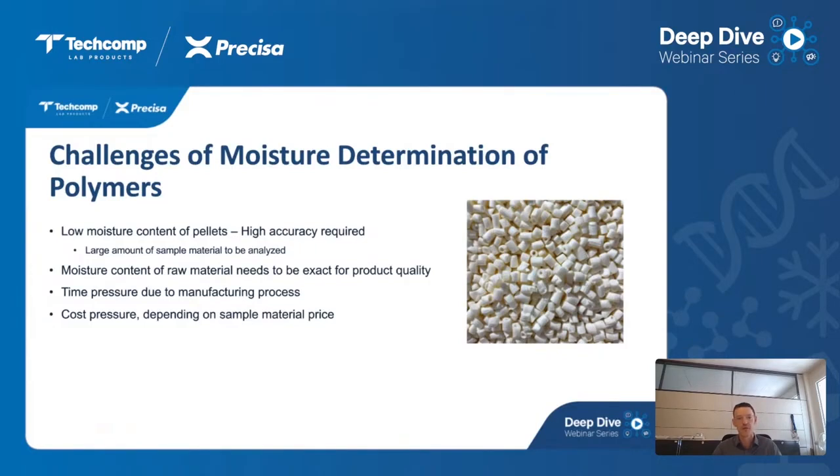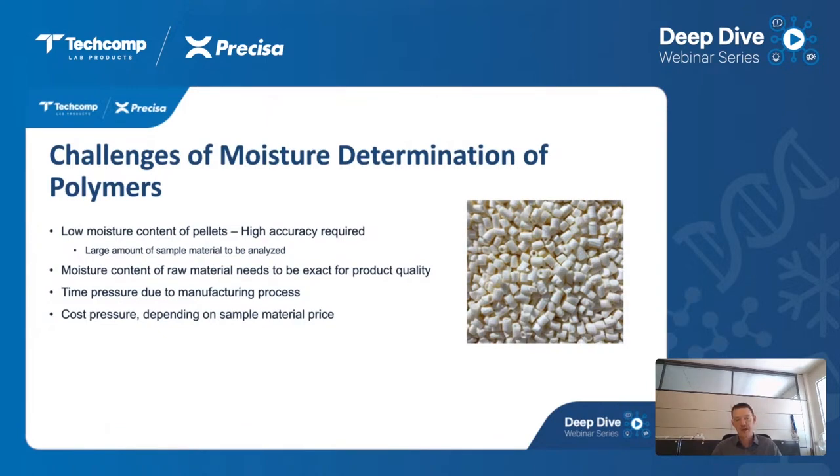The moisture content of the raw material of the polymer needs to be exactly determined to ensure product quality throughout the process. If the moisture is too high or too low, there might be problems with the extrusion or the injection mold process. Also, the final product might have surface defects if the moisture content is not right, or the strength can be negatively impacted.